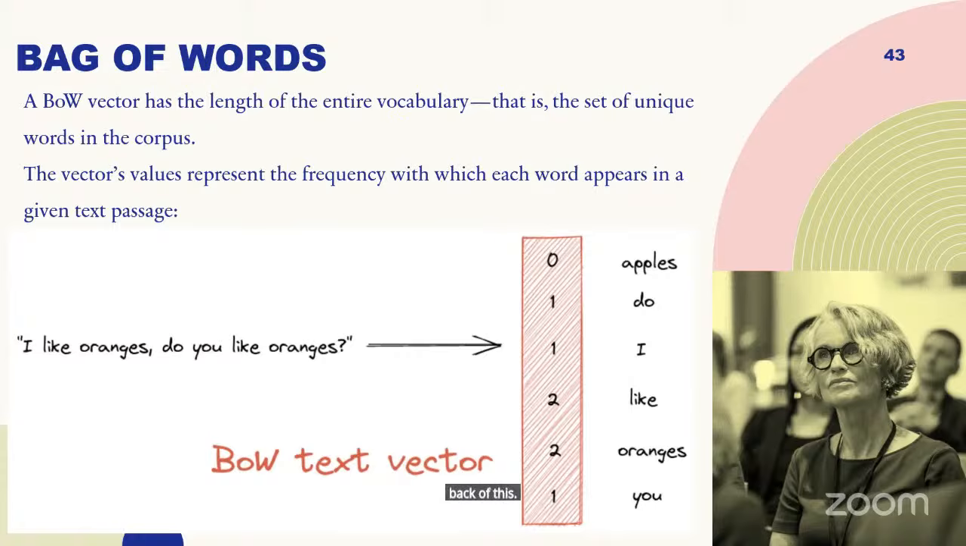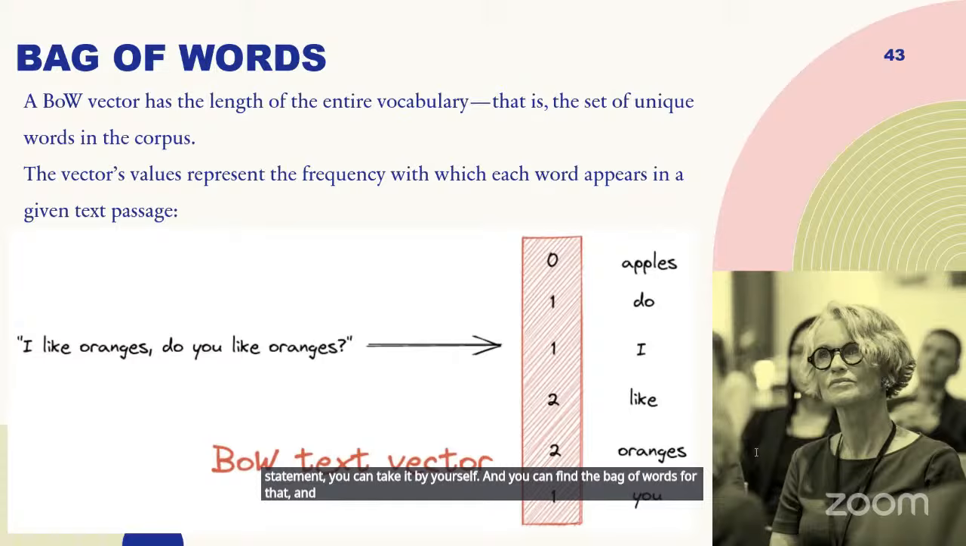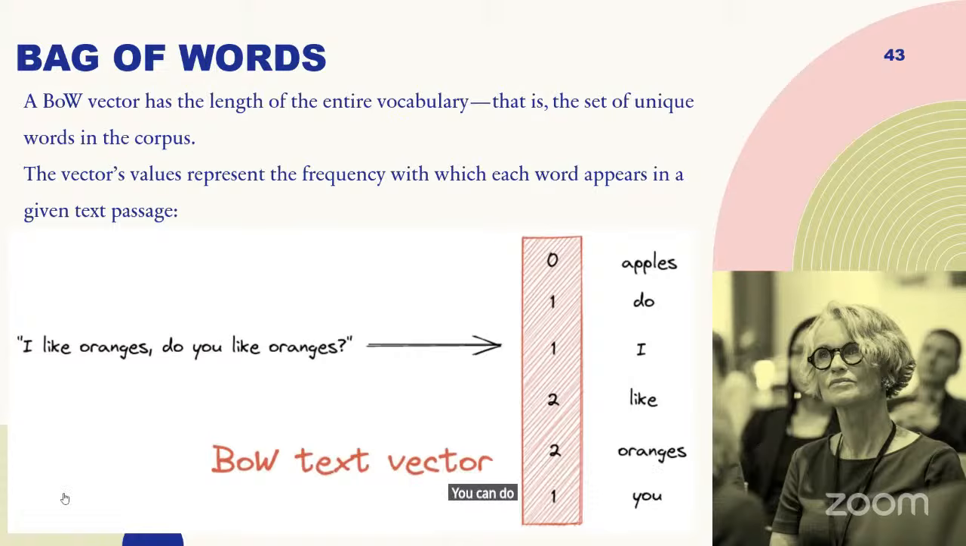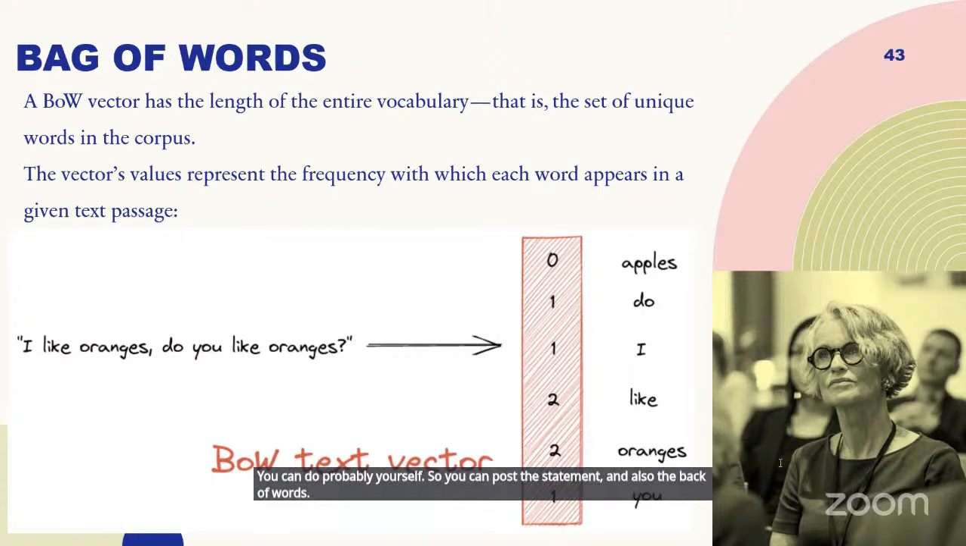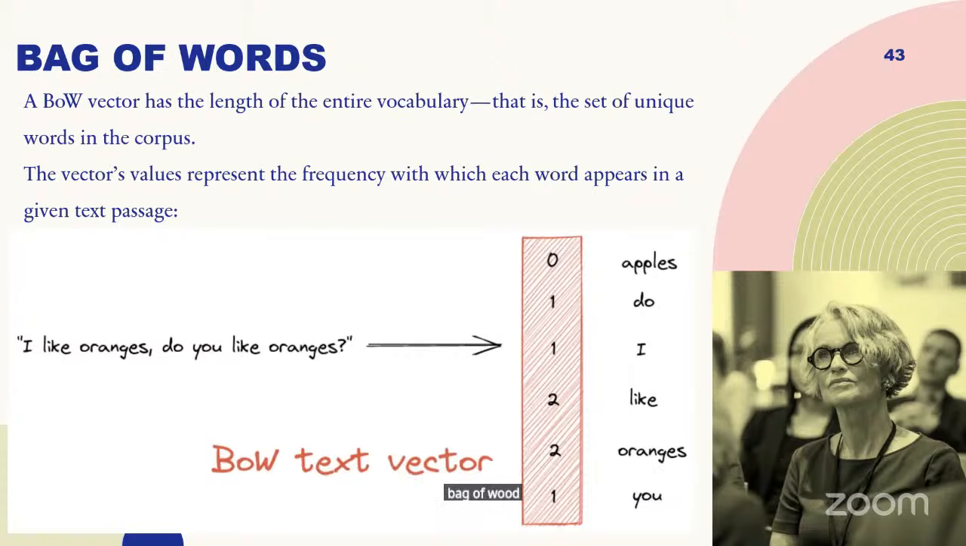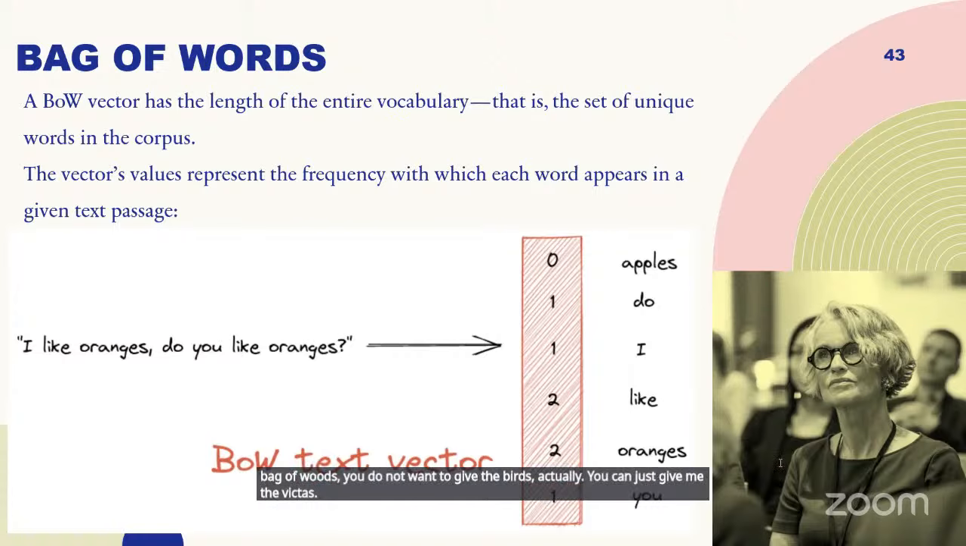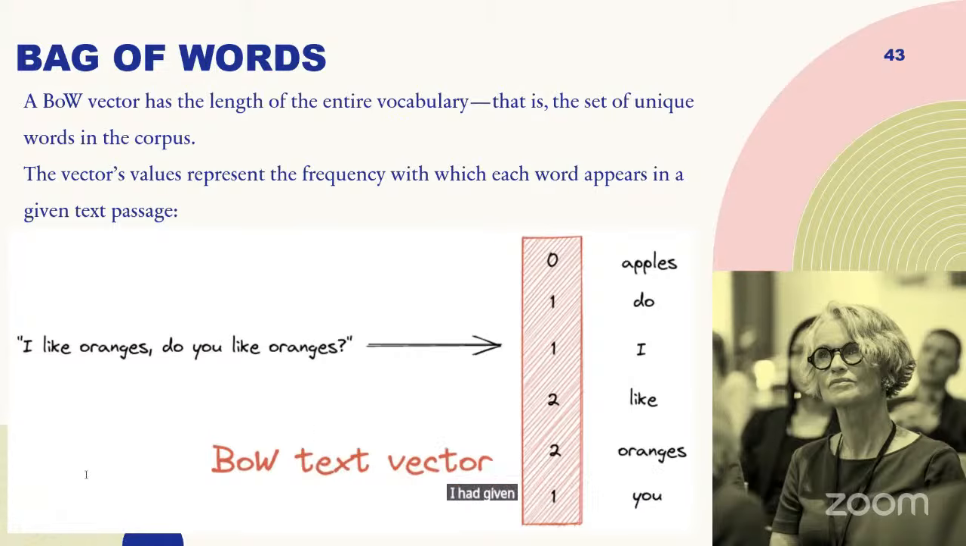Now there is one small statement. You can take it by yourself and find the bag of words for that, and post it on the chat now. This is a small task. You can do it yourself. You can post the statement and also the bag of words. For the bag of words, you do not need to give the words actually, you can just give me the vectors. I had given one example. You can take your own example.